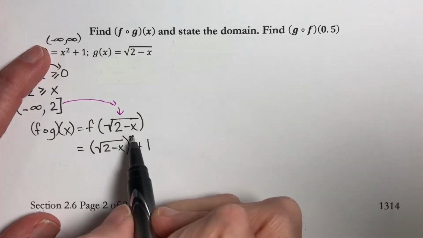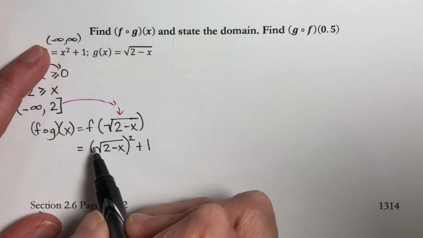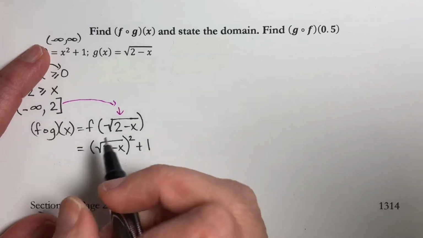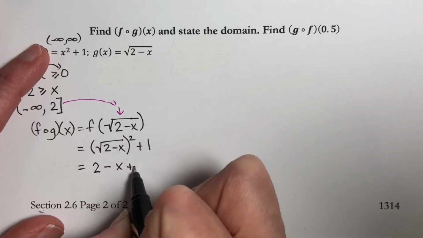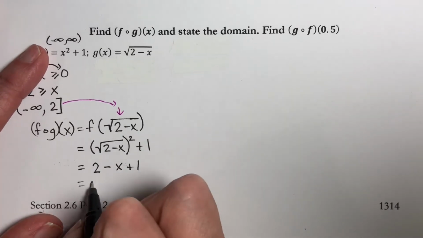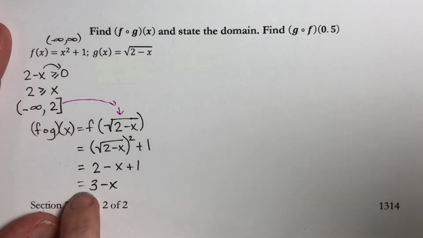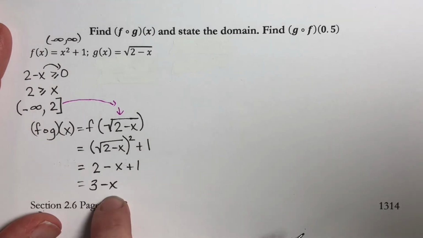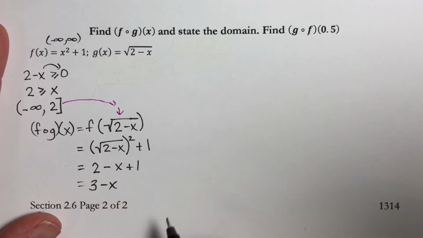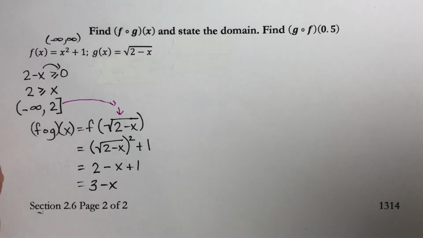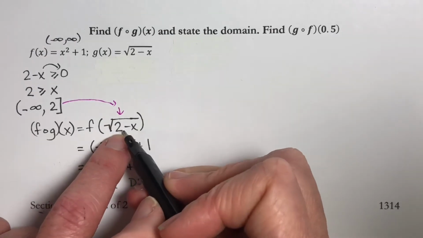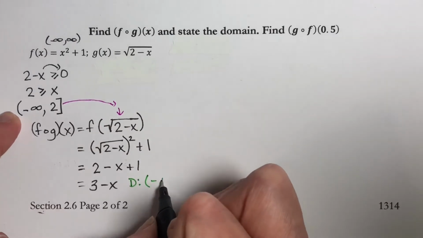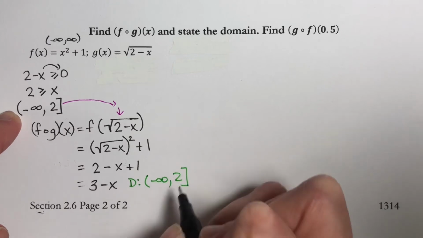Well, what happens when you square a square root? When you square a square root, you get what's underneath, the radicand. So this is simply 2 minus x plus 1, which is 3 minus x. And if you just look at this, there are no more issues. I don't have a denominator. I don't have a radical anymore. Okay, so my problems apparently went away, but of course they did not. Because I had to consider the part that we plugged in, my domain is from negative infinity up to 2 with a bracket.